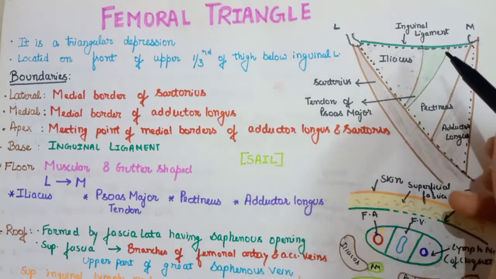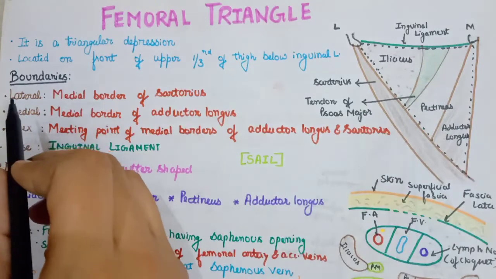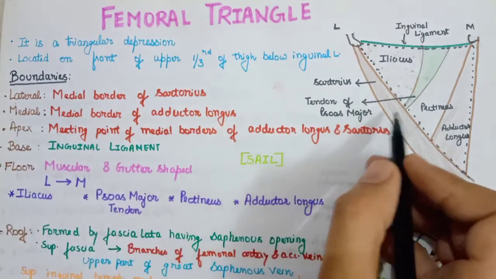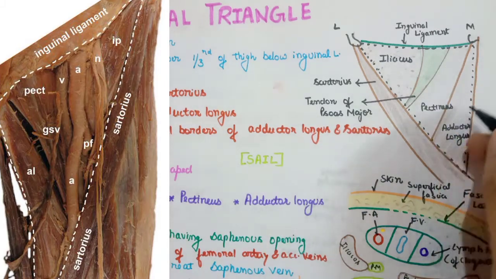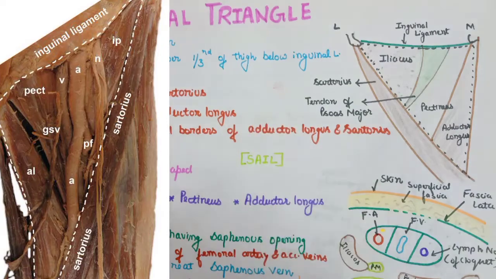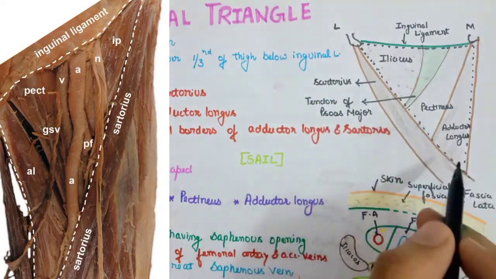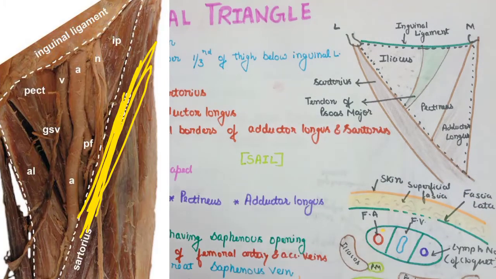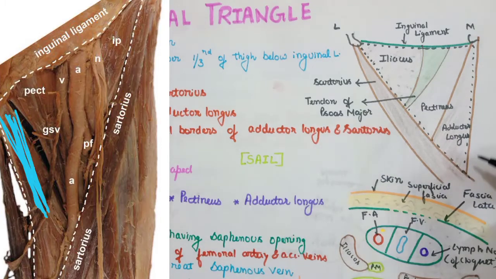So in the base we have the inguinal ligament. The lateral boundary is formed by the medial border of the Sartorius. Now you can understand why it is necessary to mention the medial border, because Sartorius is a broad muscle and Adductor Longus is also a broad muscle, and we can have different regions over here. So you have to be particularly concerned about which border the triangle runs along. It runs along the medial border of the Sartorius, and it's quite easy to remember. The medial boundary is also formed by the medial border of the Adductor Longus.